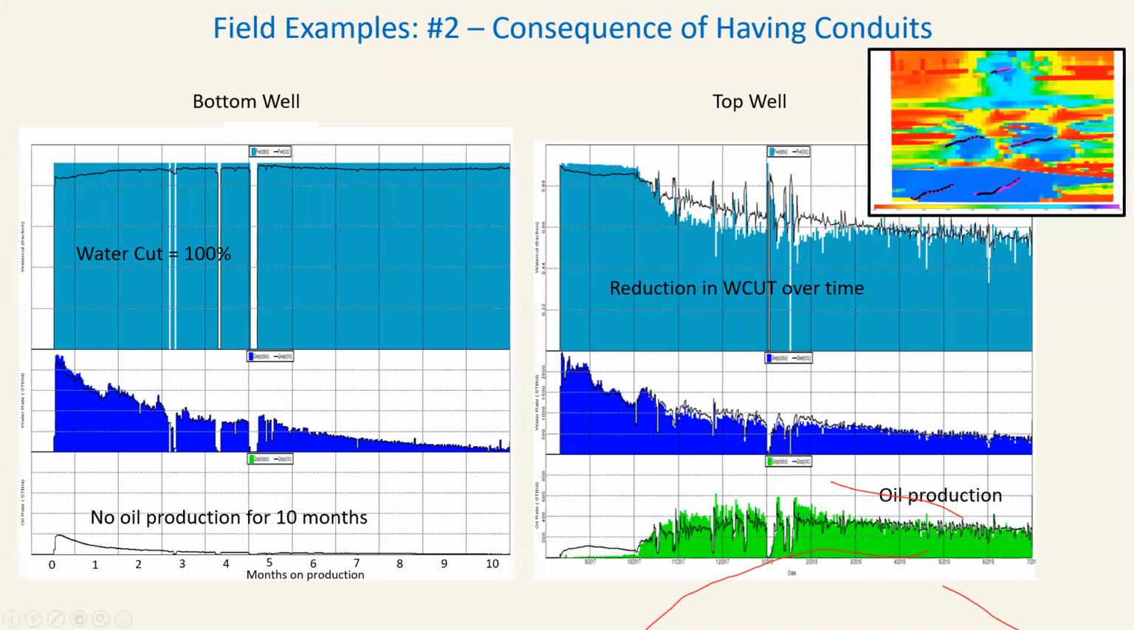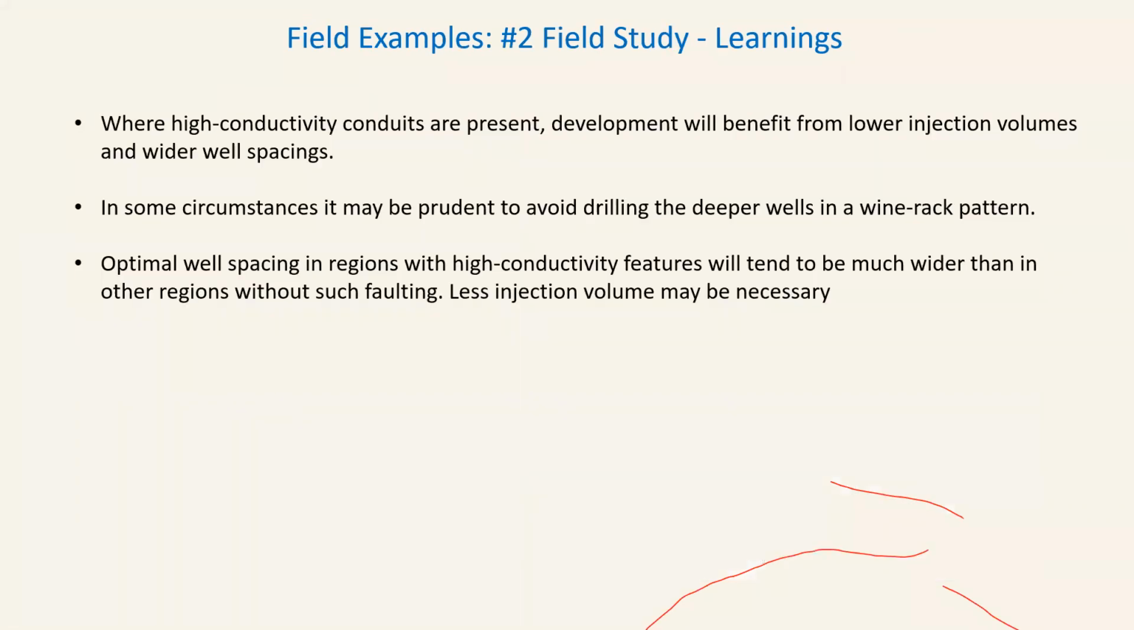In this case, should they have ever bothered drilling these bottom wells? No. So for this one, it's less about tight oil and more that when you have these high conductivity conduits, you have to really think carefully about how you're going to develop, and this applies to tight oil or unconventionals. And you might want to not spend a huge amount of money hydraulically fracturing these wells, since those natural conduits are going to be driving your production anyway.